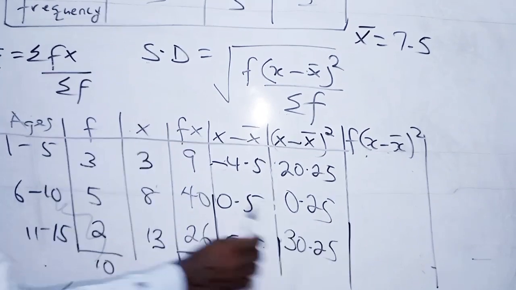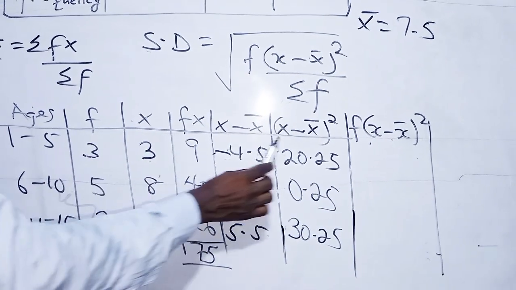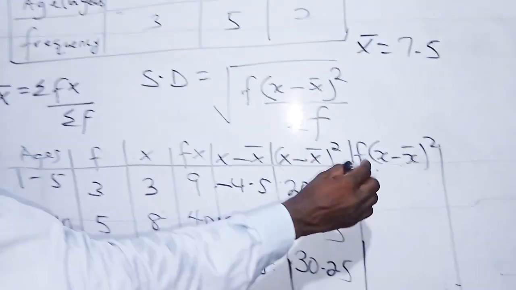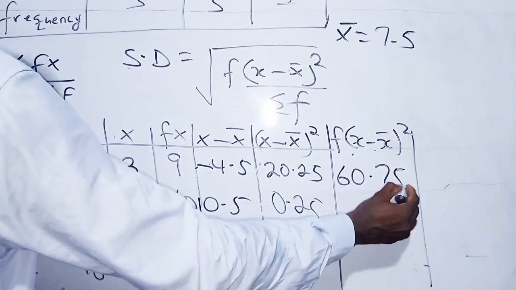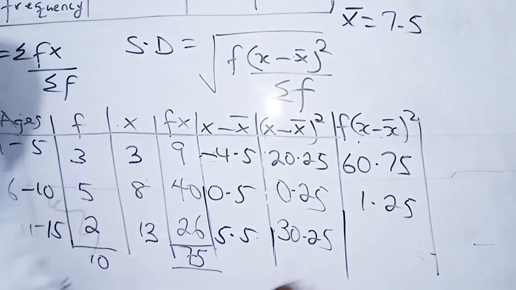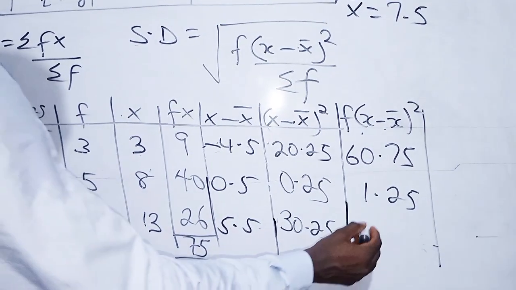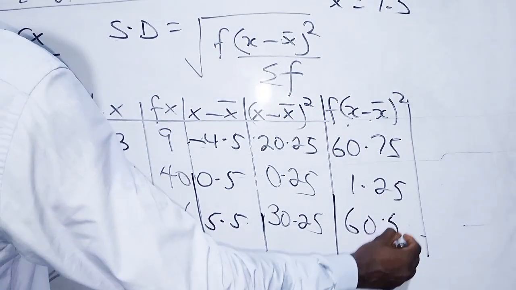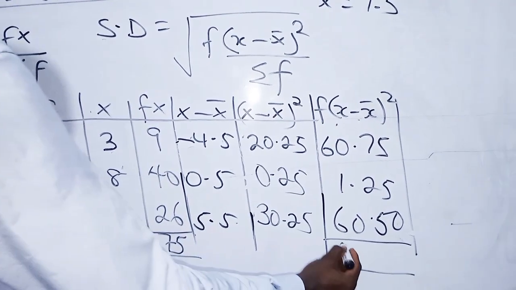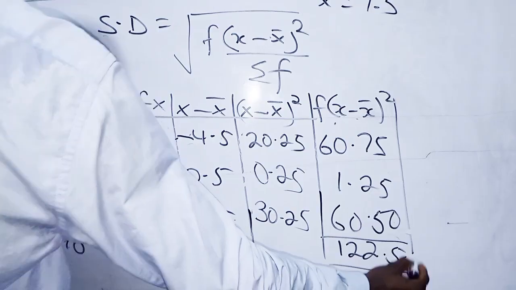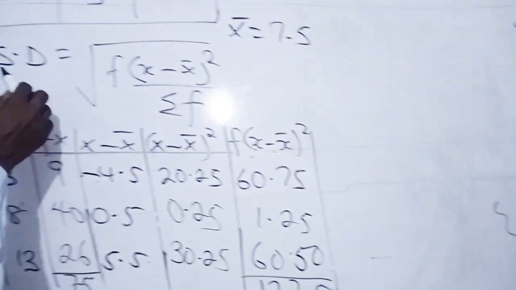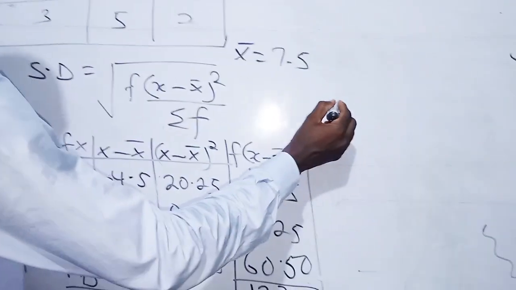The last column is to multiply f with (x minus x bar) squared. So 3 times 20.25 gives 60.75. 5 times 0.25 gives 1.25. 2 times 30.25 gives 60.50. When you add up everything here, you have 122.50.